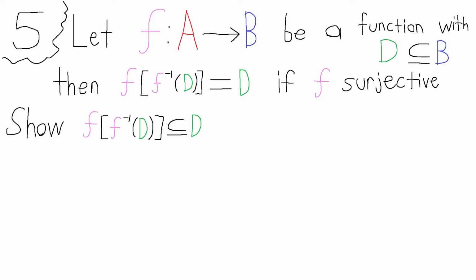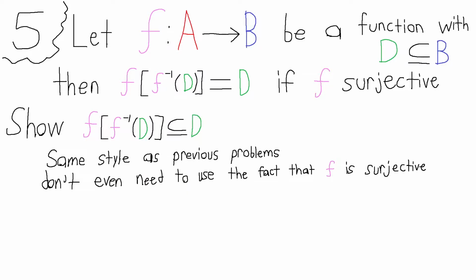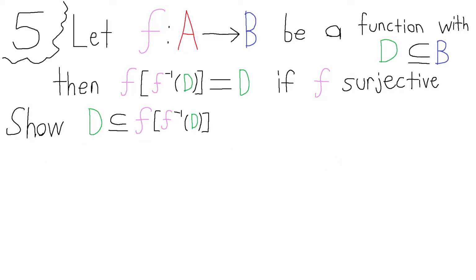We first need to show that the left side is a subset of the right side. This is pretty similar to problem 1, and you don't even need to use the fact that f is surjective. So I'll leave this as an exercise to you, the viewer. The more tricky part is showing that the right side is a subset of the left side, and for this part, we do need to use the fact that f is surjective.